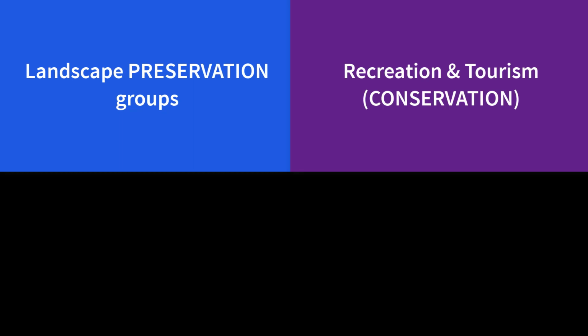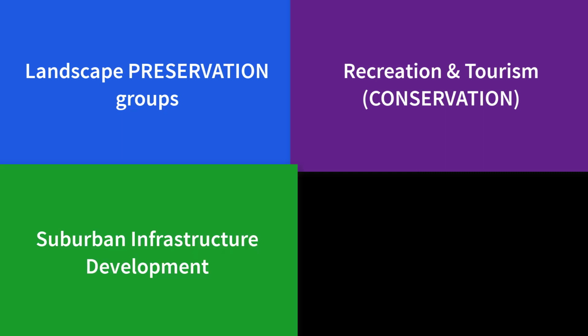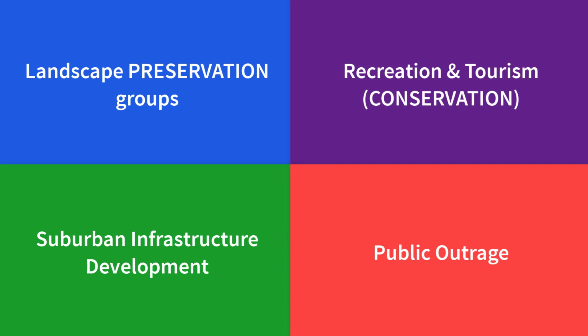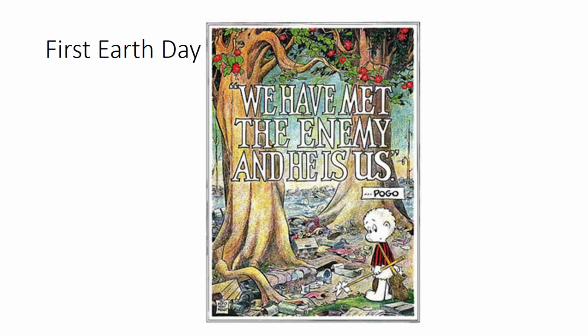Another comes from recreation and tourism groups advocating a more conservationist approach. A third force is from suburban governments wanting federal assistance to develop infrastructure such as sewers, waterworks, and transportation. And the last force came from public outrage over industrial and toxic pollution. And these forces all came together at the first Earth Day on April 22nd, 1970.